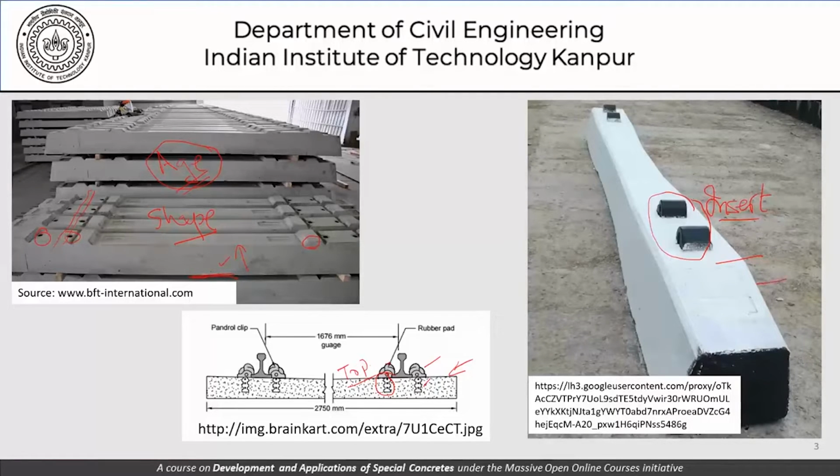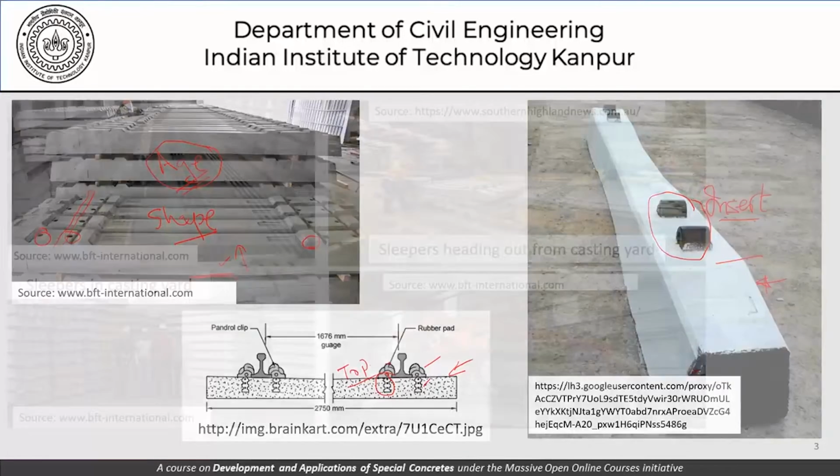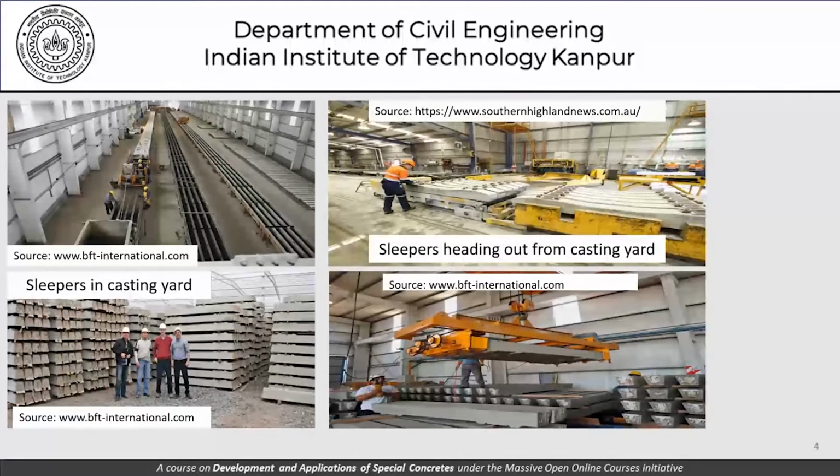Moving forward, this is a sleeper plant, different sketches or different kind of photographs, and you can see that this is the sleeper bed, and we can see pre-stressing strands will be placed through these beds. These are long beds, and it's not one sleeper, there are several sleepers, and the pre-tensioning is carried out with the long strand, and then the concrete is cast and the individual sleepers created by cutting up this long member that we have created.